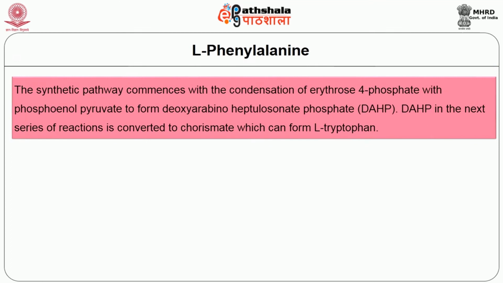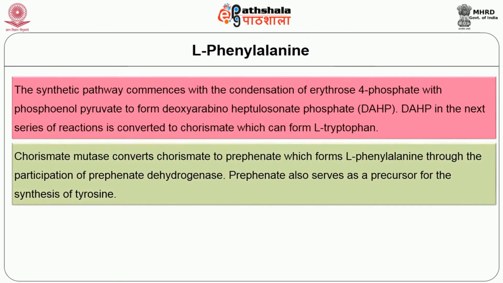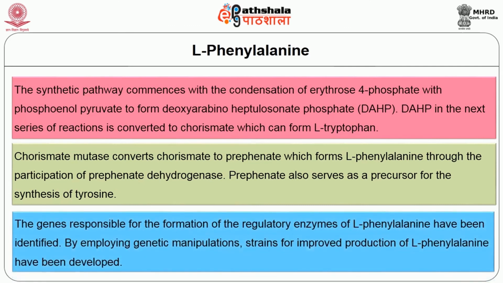This DAHP, in the next series of reactions, is converted to chorismate, which can form L-tryptophan. Chorismate mutase converts this chorismate to prephenate, which forms L-phenylalanine through the participation of prephenate dehydratase. Prephenate also serves as a precursor for the synthesis of tyrosine too. The genes responsible for the formation of the regulatory enzymes of phenylalanine have been identified. By employing genetic manipulations, strains for improved production of phenylalanine have been developed.